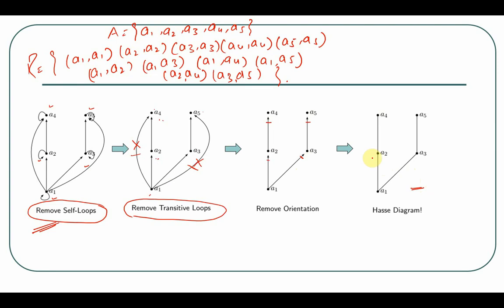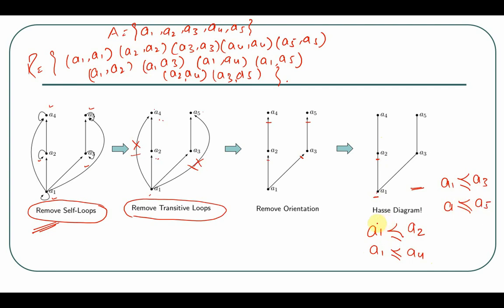See, if you see this particular line A1, A2, this clearly tells me that A1 is preceding A2. So I'll write A1, A2. Similarly, A1 is preceding A4. Similarly, A1 is preceding A3. A1 is preceding A5.